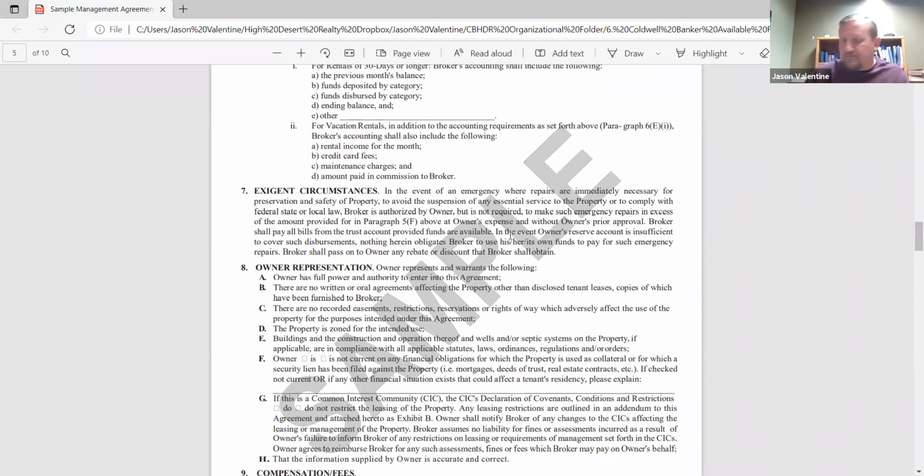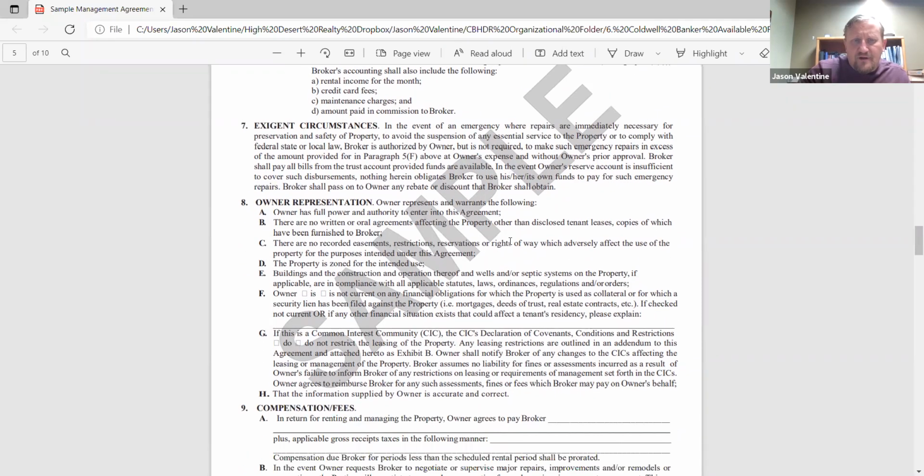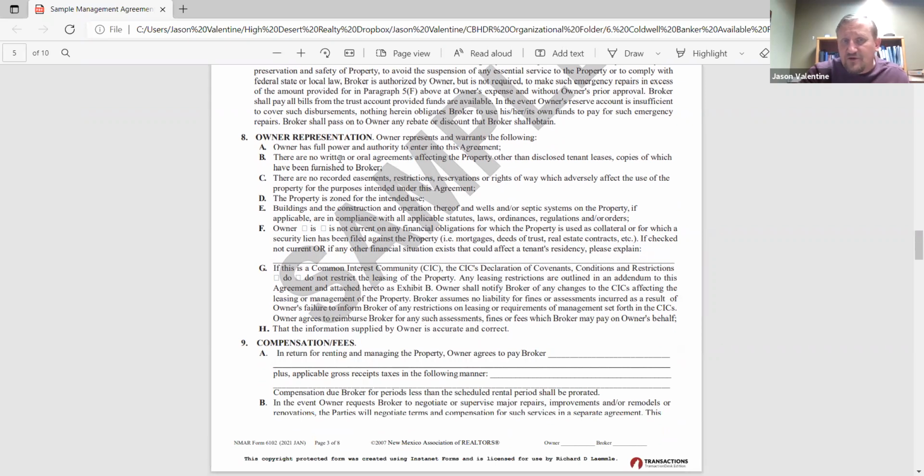Let's take a look here. Paragraph 8, you just represent that you're the owner of the property by signing this, and that you have the authority to engage somebody to do property management for you. If there are easement issues or restrictions we need to know about, or if the property is zoned for its intended use. Obviously, we don't want to be getting into trouble, putting people in a property that they shouldn't be in.